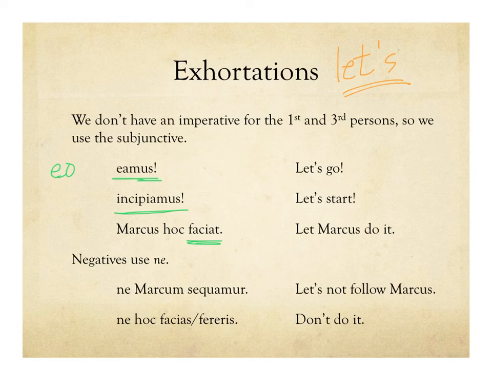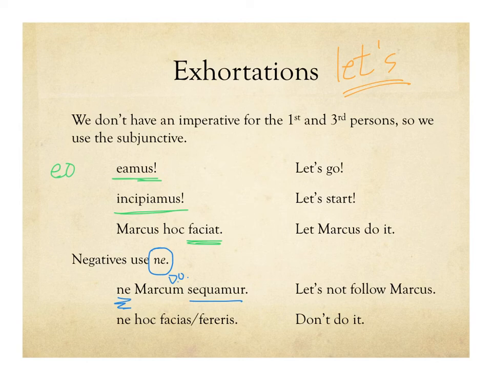We do sometimes want to use a negative, and so the negative that we're going to use in this situation is ne. So if we say, ne Marcum sequamur, let's not follow Marcus. Right here, sequamur is in the present subjunctive, Marcus is our direct object. And we've got this ne here that tells us we're not going to do it. Ne Marcum sequamur.